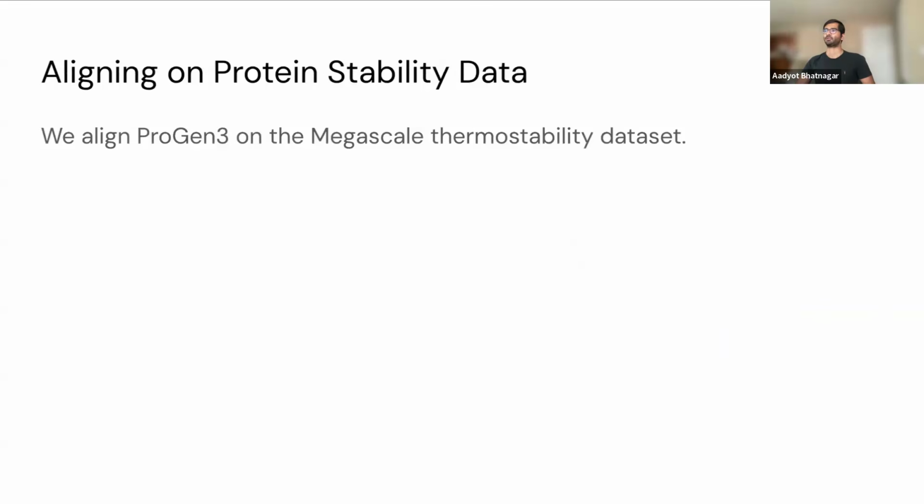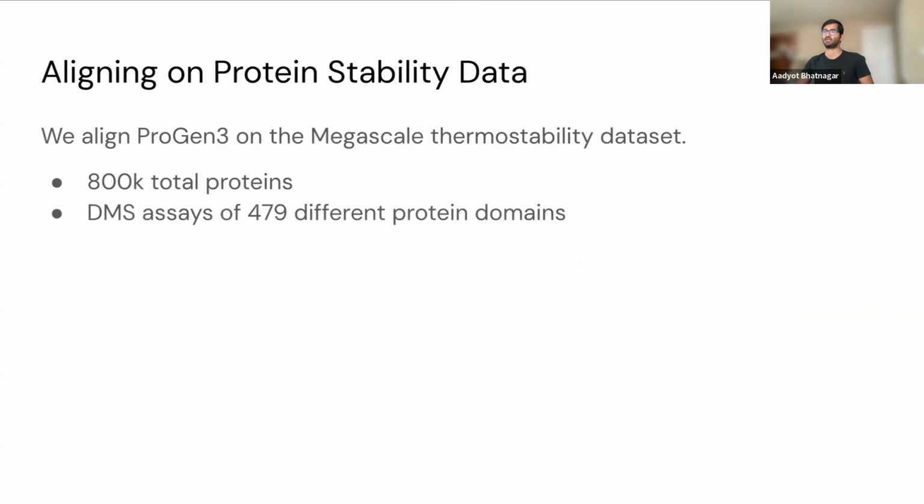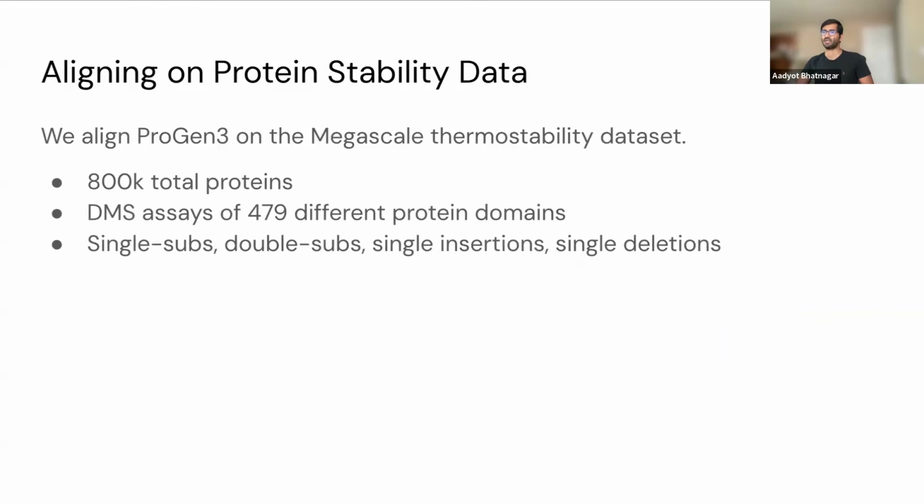Next, we align ProGen3 on this megascale thermostability dataset. This consists of 800,000 total proteins, and these are DMS assays of 479 different protein domains. This consists of single substitutions, double substitutions, single insertions, and single deletions.